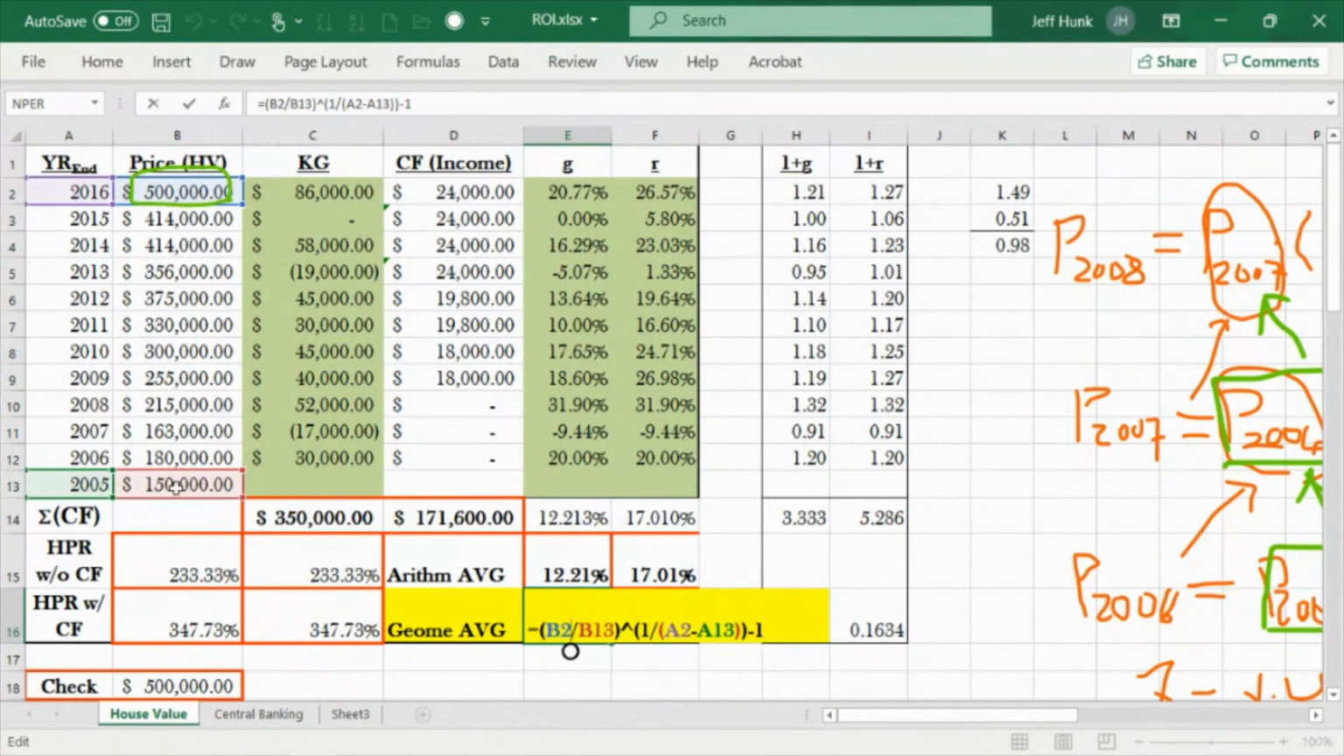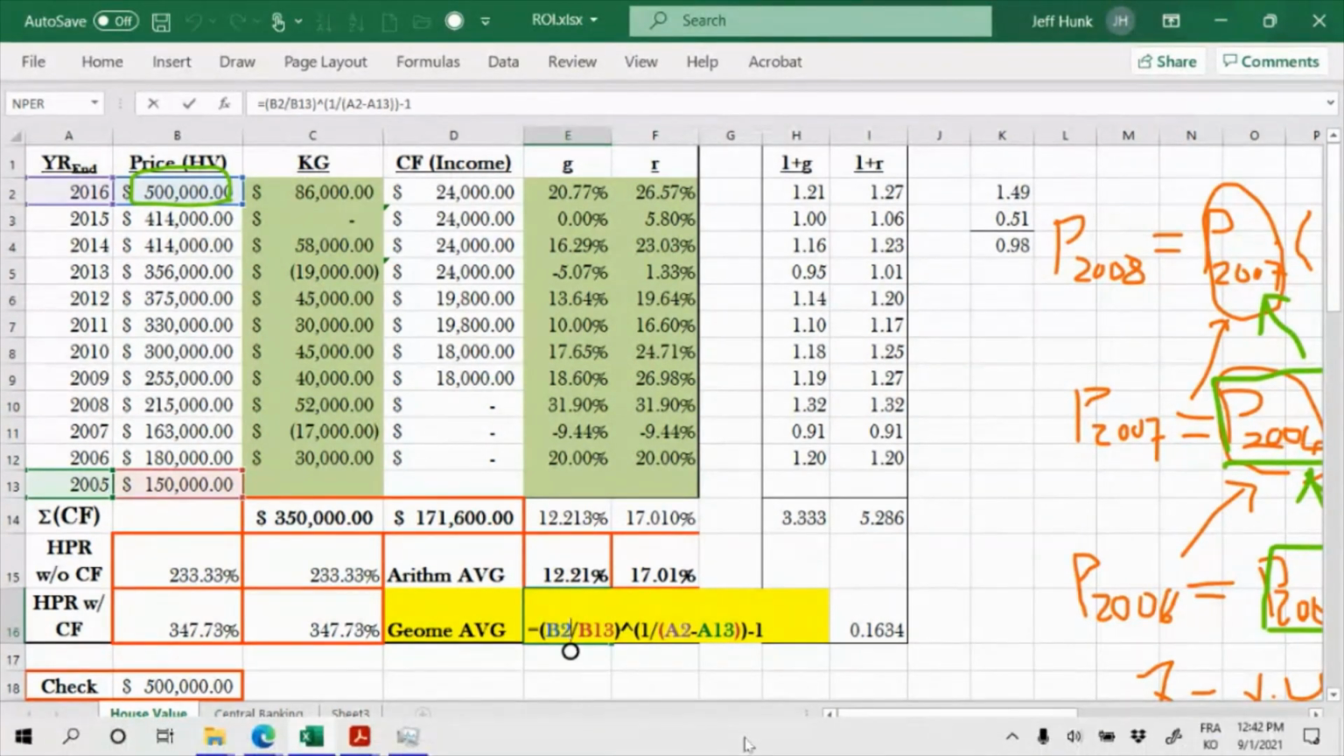Yes, but instead of physically counting 11, I simply did this. From 2016, if you take 1 over this minus this, it will give you 11. 2016 minus 2005, A2 minus A13, will give you 11 automatically. This way, you don't have to manually enter anything.